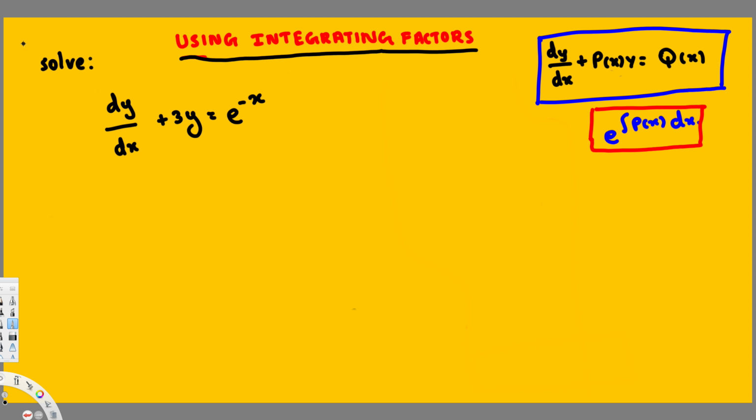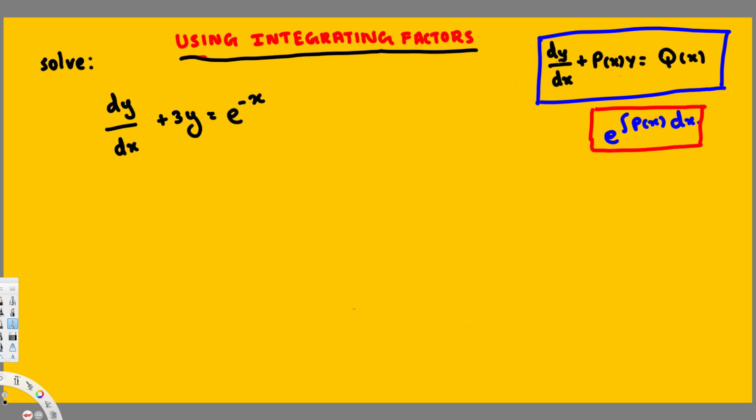In this video we are going to see how to solve a linear first order differential equation. Now in order to solve this one, first of all you have to know the standard form of a linear first order differential equation. That is going to be this one: dy over dx plus p of x y is equal to q of x, and that's it.